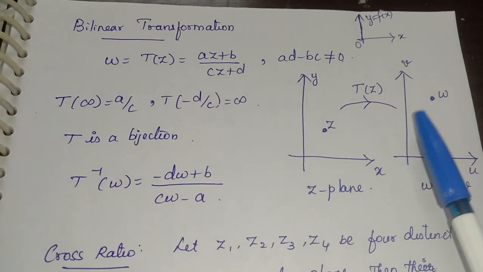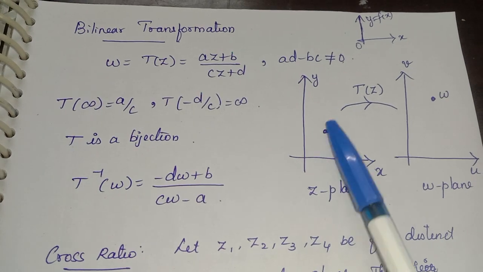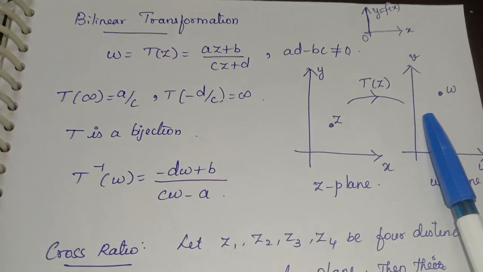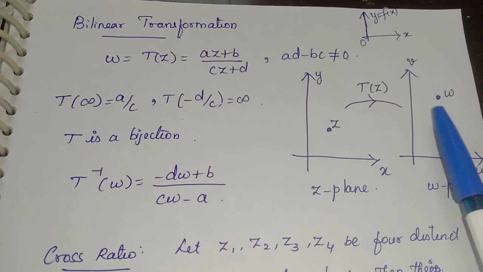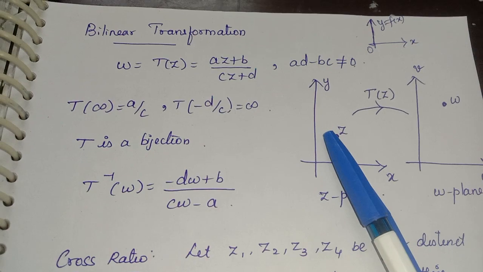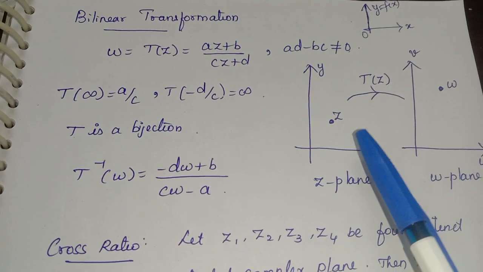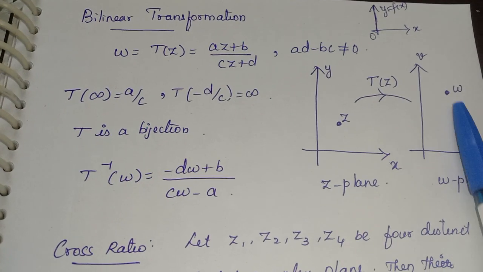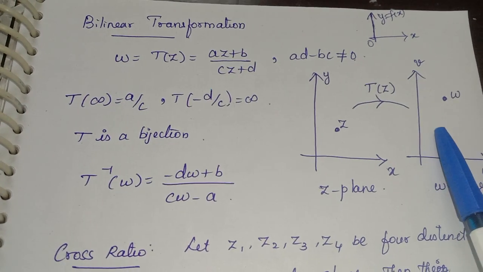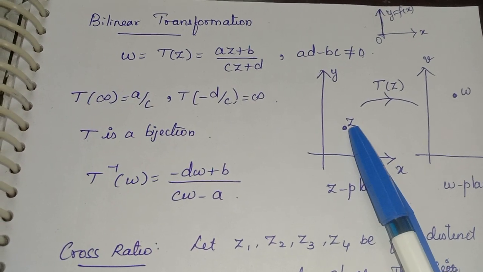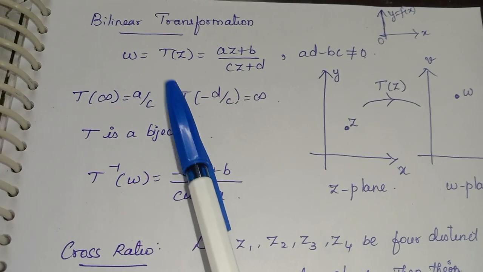This is a bijection. Bijection means what? For every point on the z plane, we can find a unique point, unique image in the w plane. Okay, and for every point in the w plane, we can find a unique pre-image in the z plane. Okay, so this is called what? Bijection. Bijection means it is both one-one and onto. One-one means for every point in the z plane, you can find a unique image in the w plane. Onto means what? For every point in the w plane, you can find a unique pre-image in the z plane. So this is called bijection. So our bilinear transformation is a bijection.